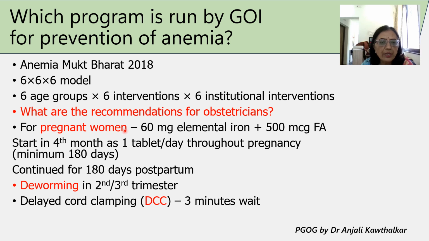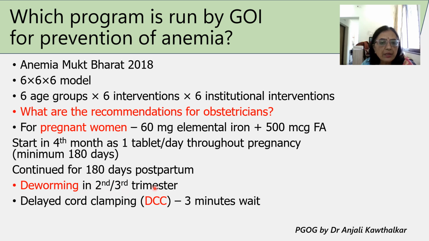First is for pregnant women, Anemia Mukta Bharat 60 milligram elemental iron with 500 microgram of folic acid is to be given. This tablet needs to be given one tablet per day prophylactically, or two tablets per day, one tablet twice a day to be given therapeutically. It is to be started from 4th month, and it is to be given throughout pregnancy, and minimum is for 180 days. Postpartum period, it needs to be continued for 180 days. That means for 6 months it needs to be continued as per the Indian scenario.